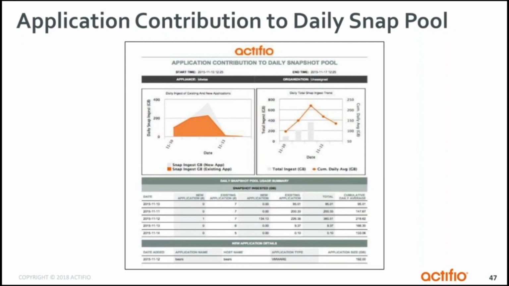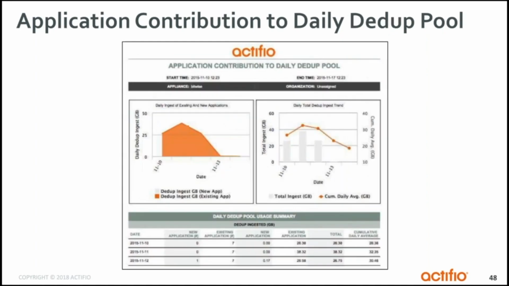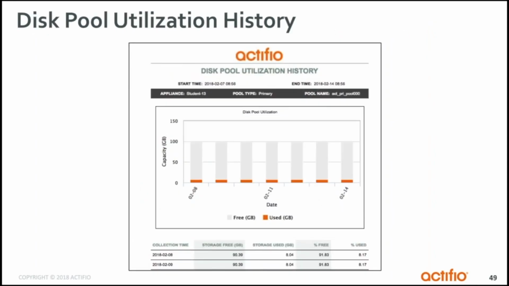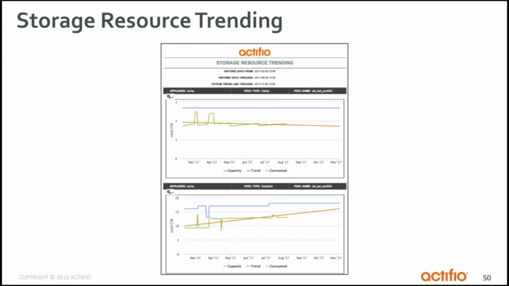Same thing now for daily snap pool, right? Who's using up my space is what I'm concerned about. I want to know what's happening with the space. Again, existing and new, right? Going to look at our ingest, see how we can determine what the cumulative daily average of the pool ingest is over the reporting period. Similar for the dedups. And then we get a utilization history. I mentioned that one before, but it also works well here.